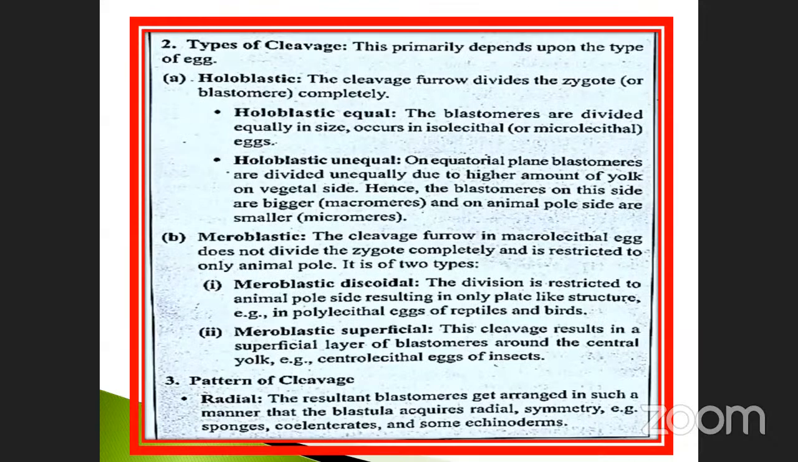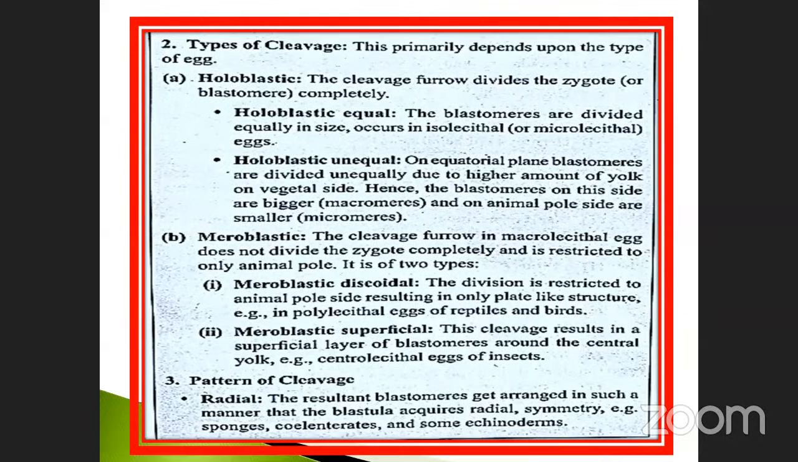What is the next one? Types of cleavage. This is very, very important. According to the divisions, there are many types reported. One is called holoblastic. Another one is called meroblastic. These are the two types reported. Okay, holoblastic means the cleavage furrow divides the zygote or blastomere completely. Some of them will not cleave completely. It may be only partially completed. Some eggs look like that.